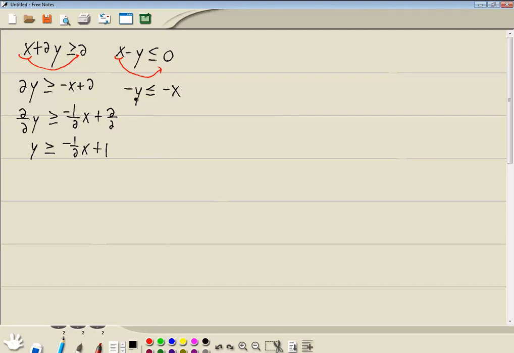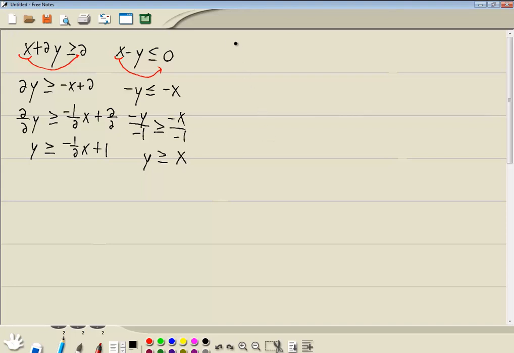And then we're going to divide everything by negative 1 to get to y by itself. So we got negative y divided by negative 1, and negative x divided by negative 1. And remember, when you divide by a negative number, you flip your inequality symbol. So that becomes a greater than or equal to. So we got y is greater than or equal to x.